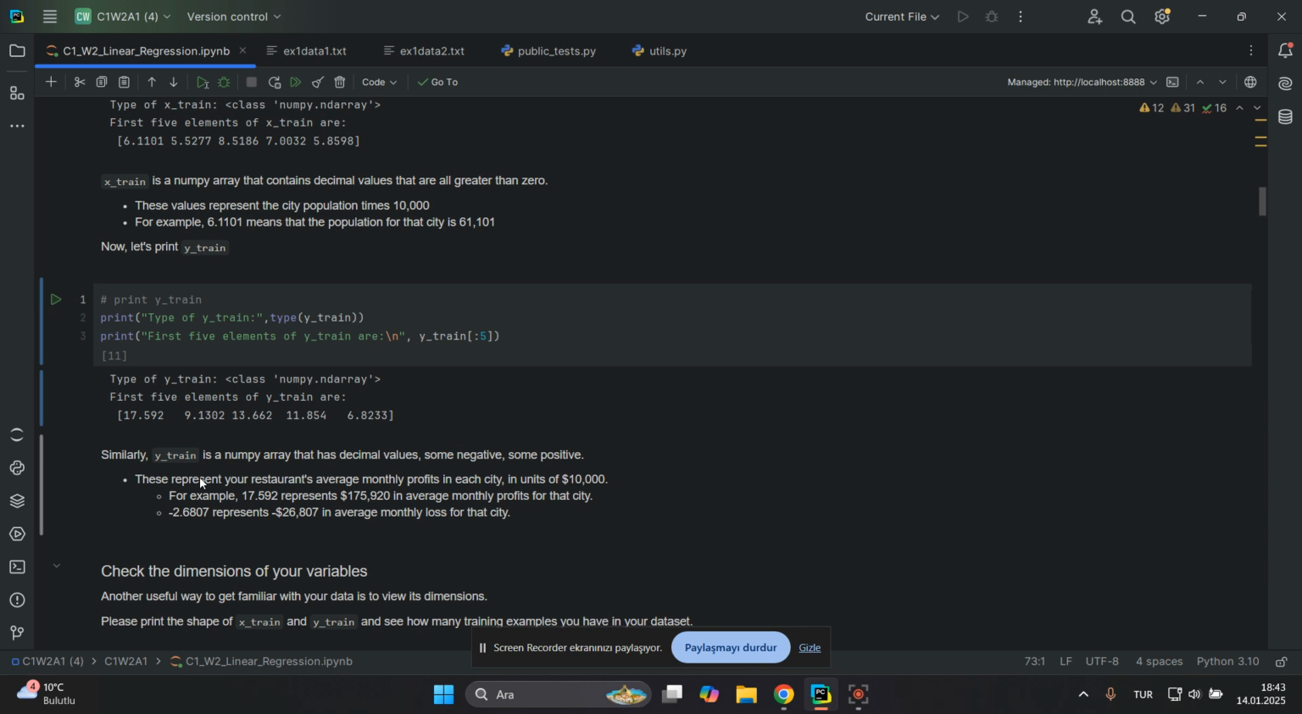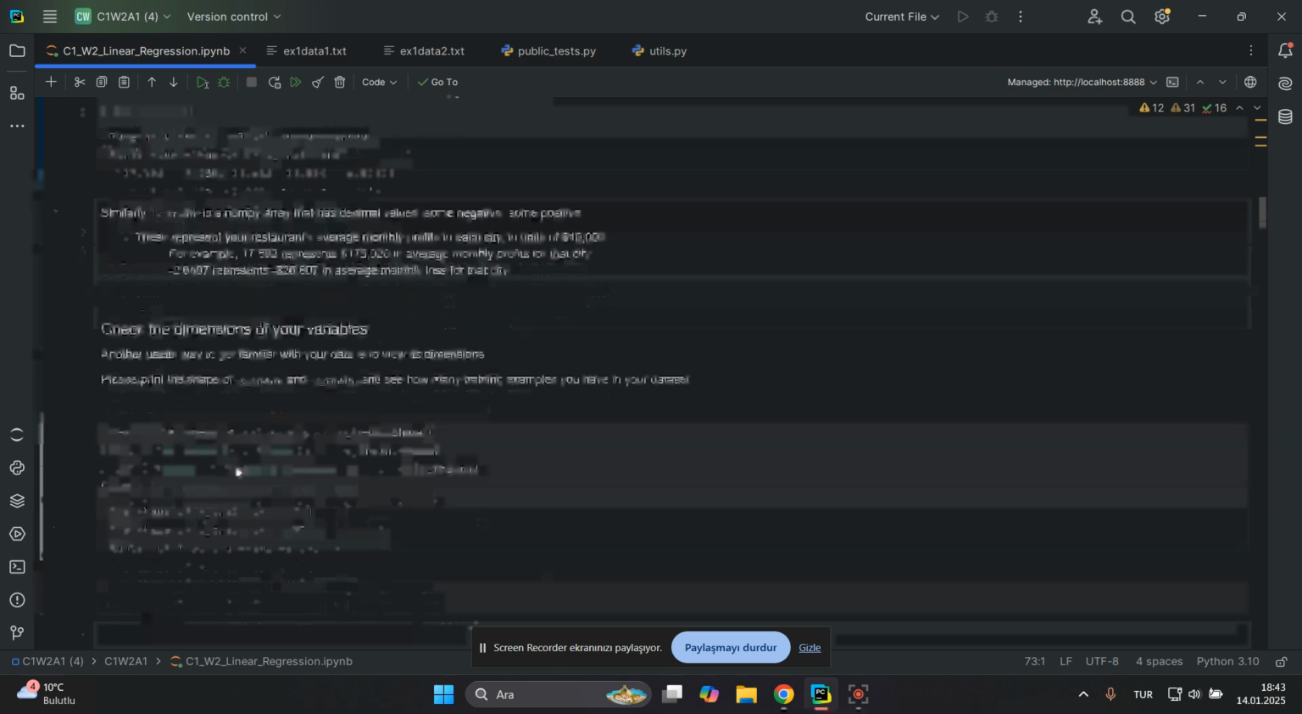For example, 17.5 represents, sorry, 175K average monthly profit for the city. And check the dimensions of the variables, like here.